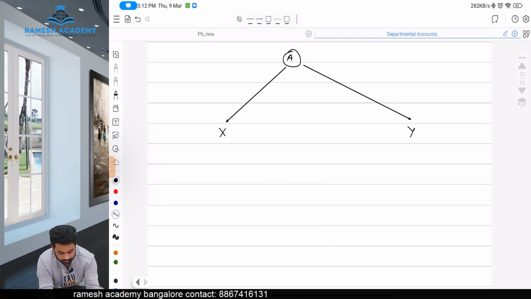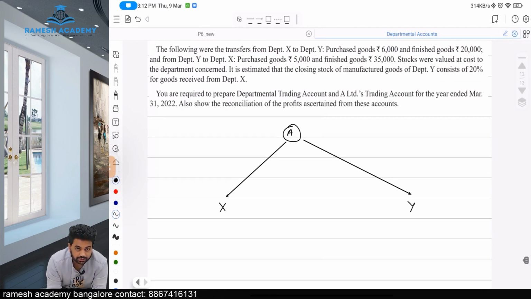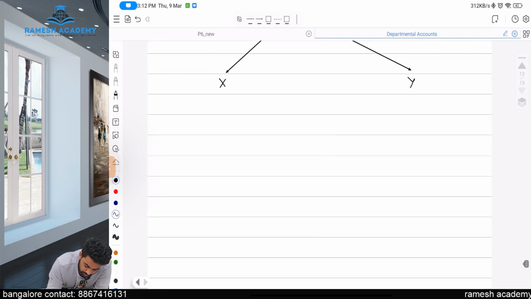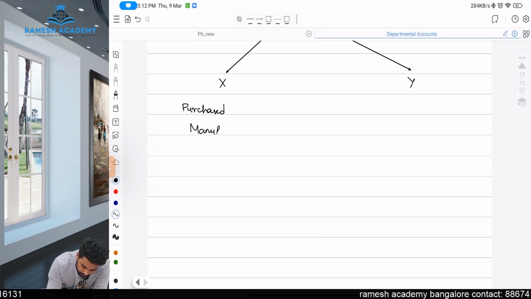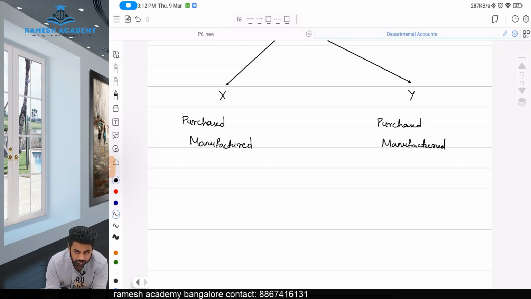Listen very carefully. Actually, these people trade in two kinds of goods. One is purchased goods, the other one is manufactured. So we can understand that both are into manufacturing as well as purchasing.